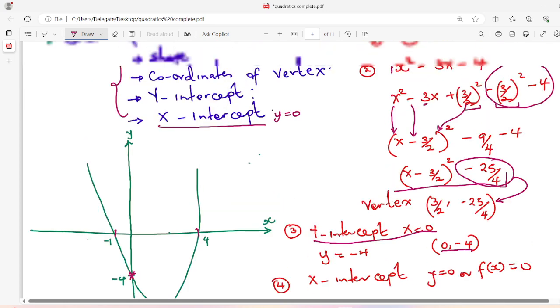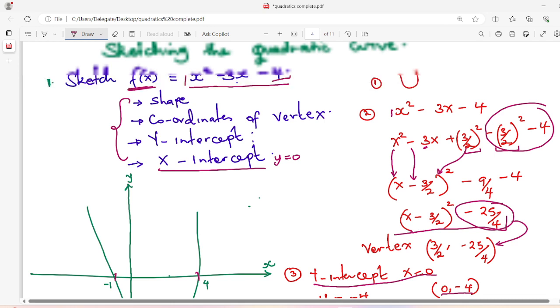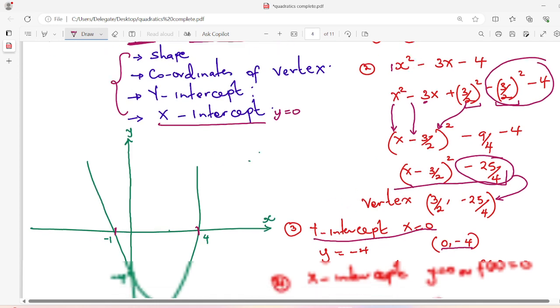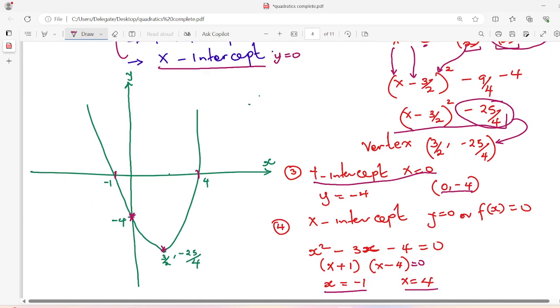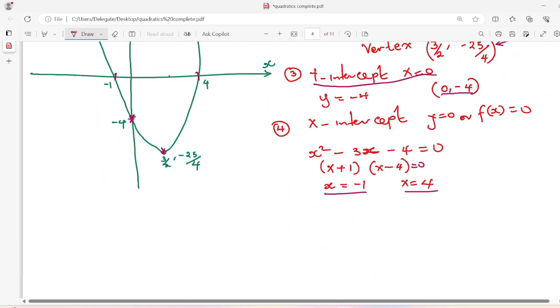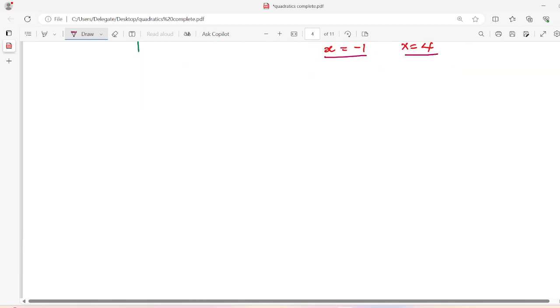So there are those 4 things you must know. You must know the shape. You must know the coordinate of the vertex, how to get it by completing squares. You must know how to get the y-intercept, and lastly the x-intercept, which is basically gotten by you solving a quadratic equation.